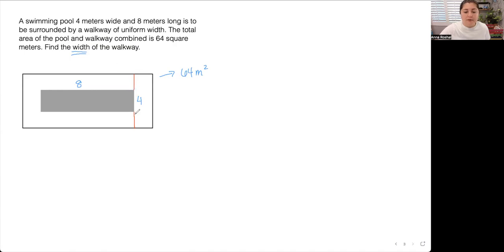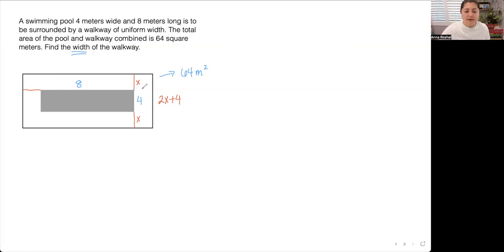I know that these two red pieces are the same, so this will be an X and this will be an X as well. So this entire length here, or width, or whatever it is, that's going to be 2X plus 4. I'm going to have the same thing on this side as well, because take a look here.